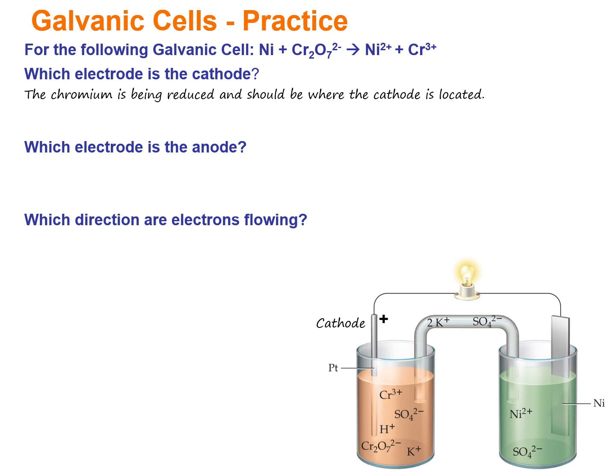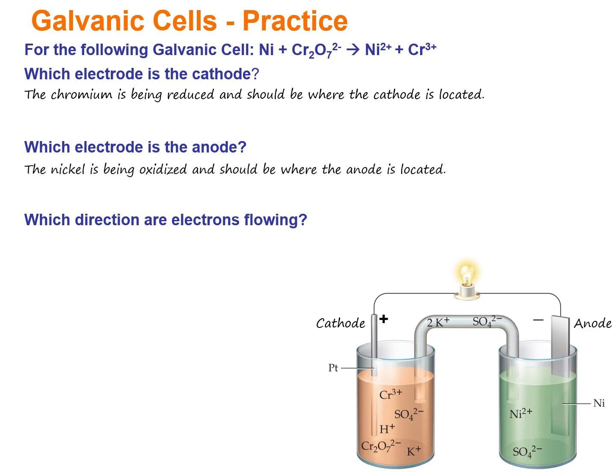So we need some site at which these things can react. And so usually we use an inert conductor like platinum or carbon to serve as this inert electrode. And so that platinum is still where the reduction is occurring. And so it's still where the electrons are arriving, right? And so we give it a positive notation there as well.